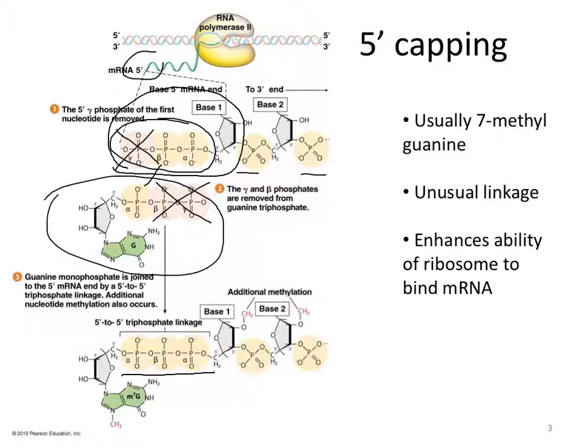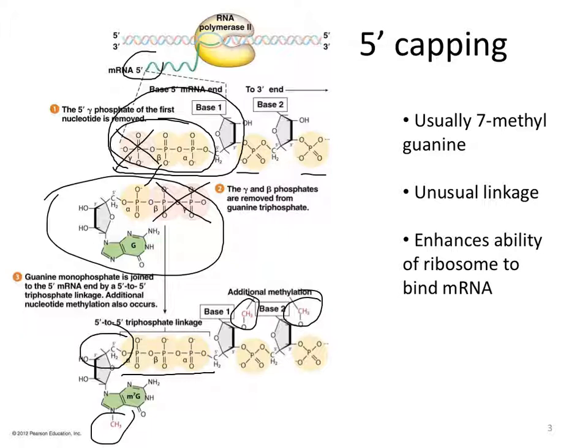Also at the same time, or additionally, there are 2 other things that I want you to know. One is that this chemical bond is a little unusual. It's a 5-5 bond, and the other is the addition of methyl groups to these bases at the end, and a methyl group down here on the modified guanine. So it's a methylated guanine that is added to it. This is more chemical detail than I really expect you to remember.